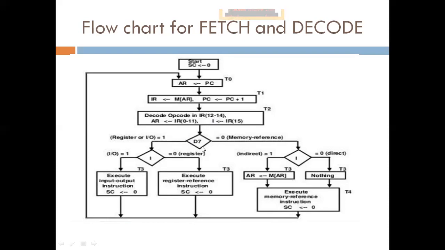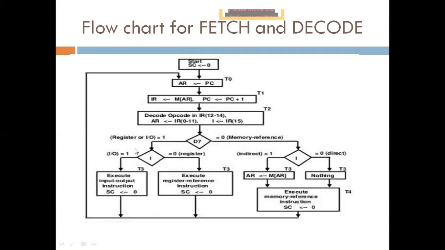the computer identifies which type of instruction it is. If the value of D7 is equal to 1, that means bits 12, 13, 14 are triple 1, then it may be register reference or input output. And if it is not triple 1, that means from 000 to 110, then it is a memory reference instruction.